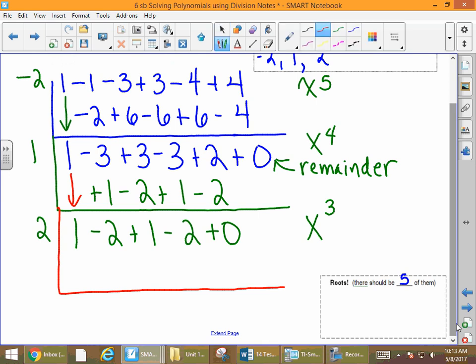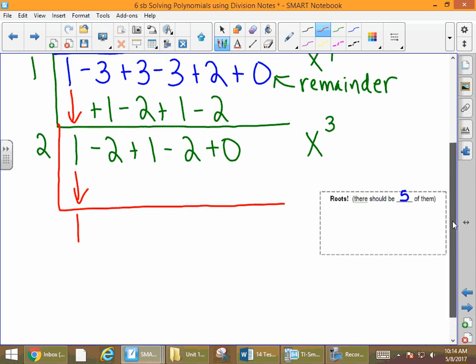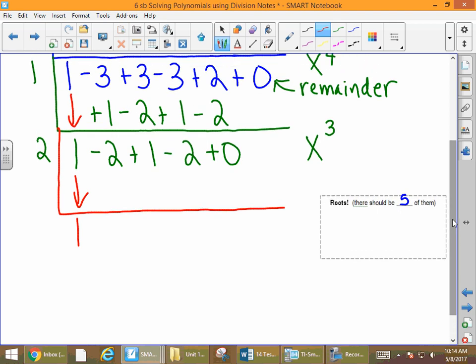So we're carrying down now our first value here, the 1. We're going to multiply. 2 times 1 is 2. Negative 2 plus 2 is 0. Again, I tend to write plus 0. You can write minus 0. It's not going to make any difference because 0 doesn't have a sign. 2 times 0 is 0. And 1 plus 0 is 1. 2 times 1 is 2. And negative 2 plus 2 is 0.